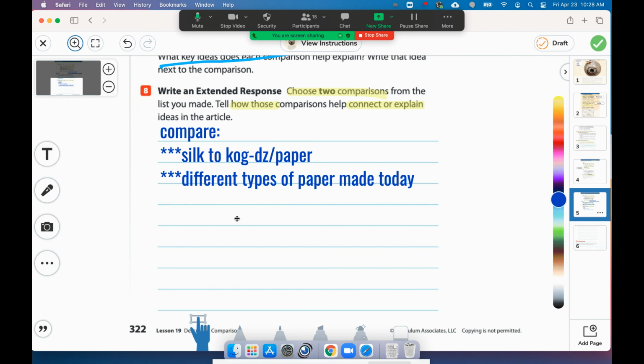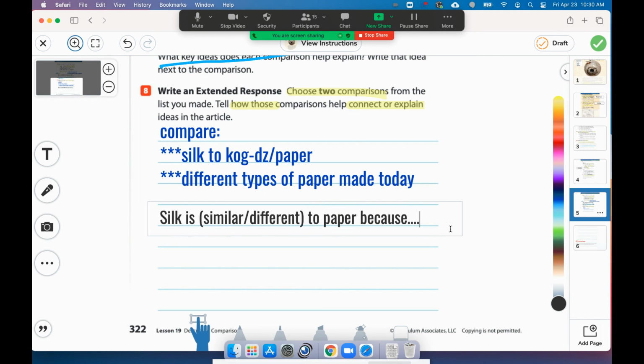So a way you could do this is you could say silk is similar or different to paper because, and you're also going to say blank paper is similar or different to another type of paper because.